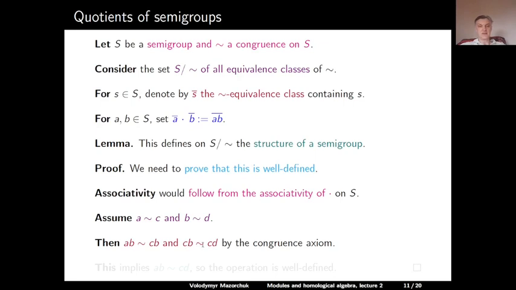Since tilde is an equivalence relation, we conclude that AB is equivalent to CD by transitivity. And so our operation is well defined. It doesn't depend on the choice of representative of a tilde equivalence class.